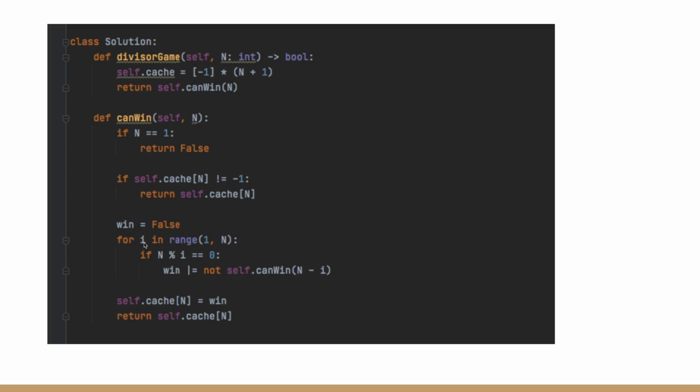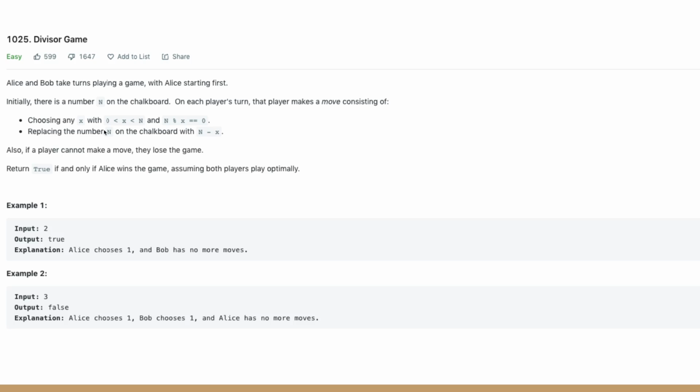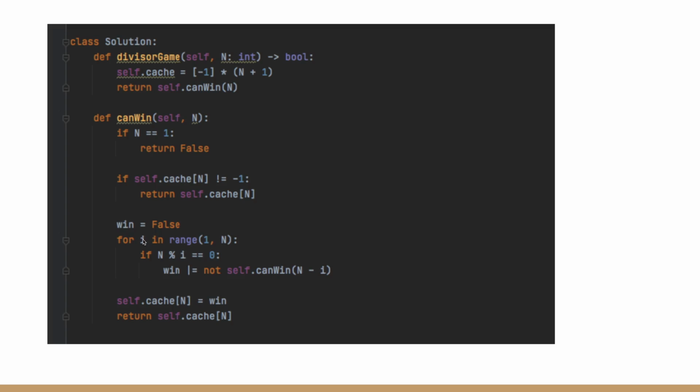This x is confusing, because I should name this a different variable instead. So let's pretend this is x. We have x loop through 1 all the way to n. This is what is given by the question, right? As long as my x is a factor of n, that's restriction number 1. And then my opponents can only pick the number for n minus x.